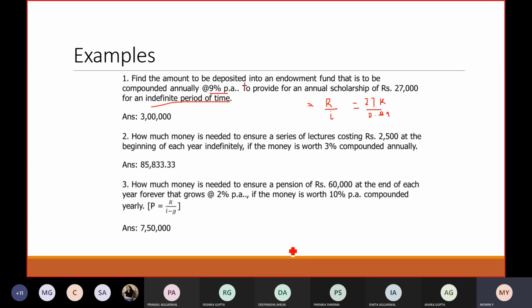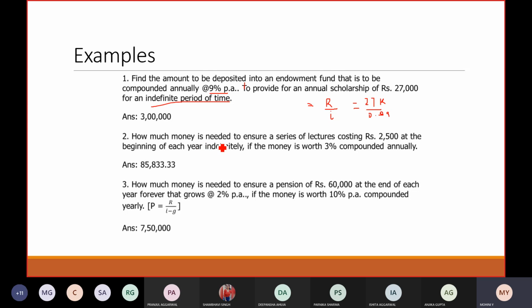Ma'am, 3 lakh. 3 lakhs. So it means we should invest 3 lakh right now in order to get rupees 27,000 every year. Then how much money is needed?